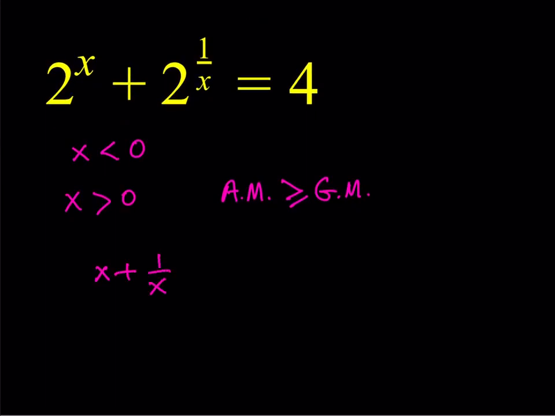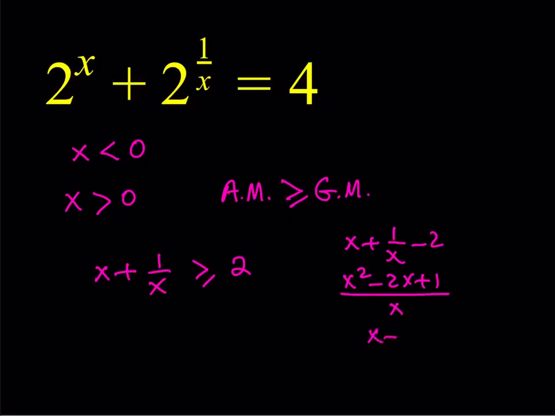If you add a number, we're talking about a positive number here, to its reciprocal, the answer is always going to be greater than or equal to 2. Now why is that happening? If you make a common denominator, or if you go ahead and subtract 2 from both sides, and look at this expression here, you're going to get x squared minus 2x plus 1 in the numerator and x in the denominator. Notice that the top is (x minus 1) squared, and x is always positive. So you're talking about a non-negative quantity here, which proves that our inequality is true. So if x is positive, this is true.